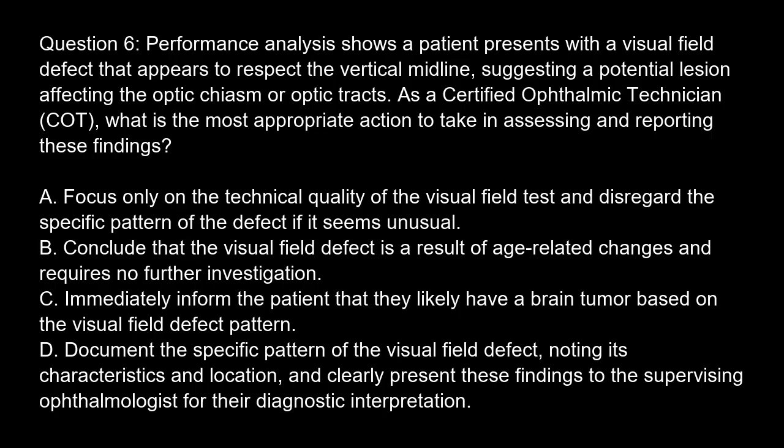Option A. Focus only on the technical quality of the visual field test and disregard the specific pattern of the defect if it seems unusual. Option B. Conclude that the visual field defect is a result of age-related changes and requires no further investigation. Option C. Immediately inform the patient that they likely have a brain tumor based on the visual field defect pattern. Option D. Document the specific pattern of the visual field defect, noting its characteristics and location, and clearly present these findings to the supervising ophthalmologist for their diagnostic interpretation.